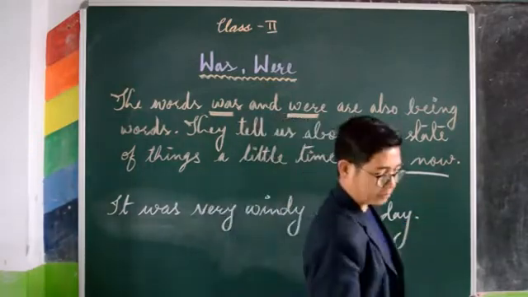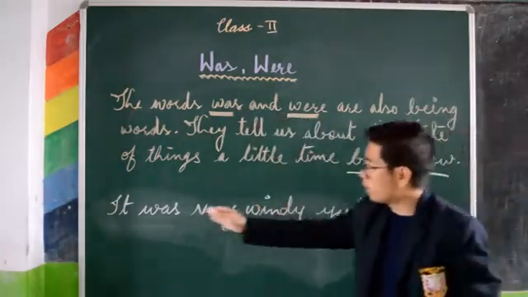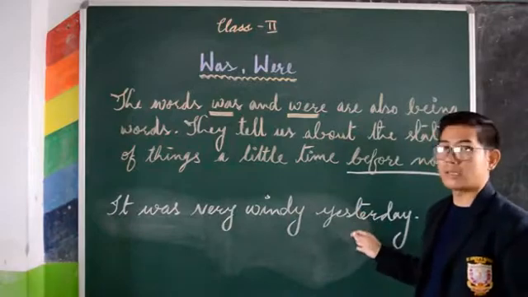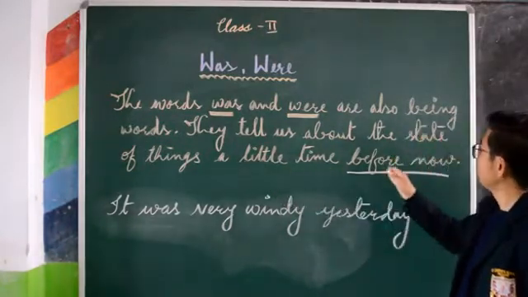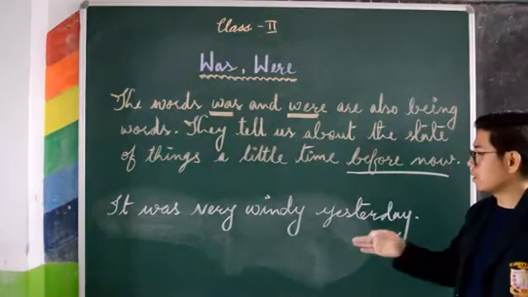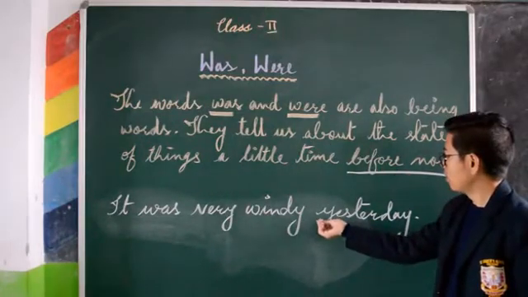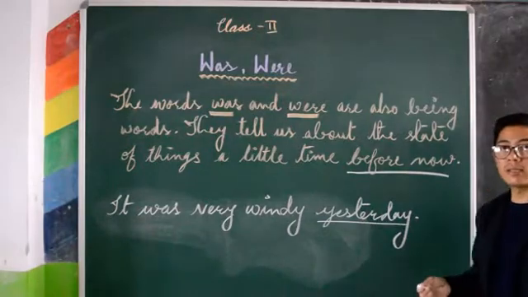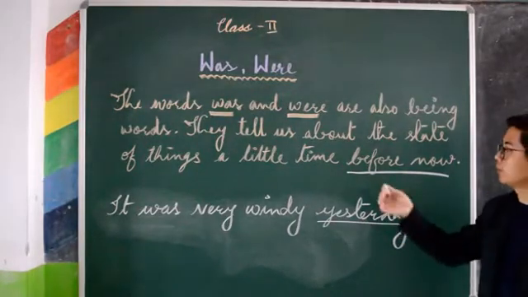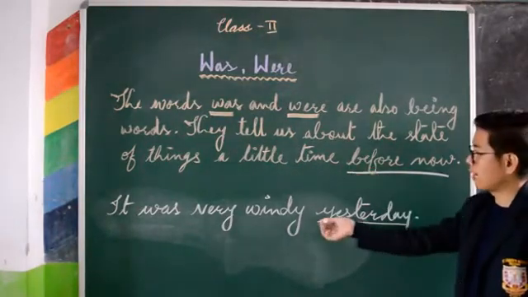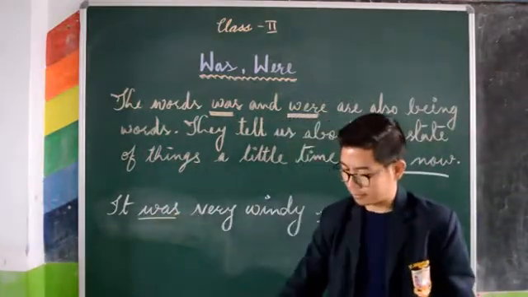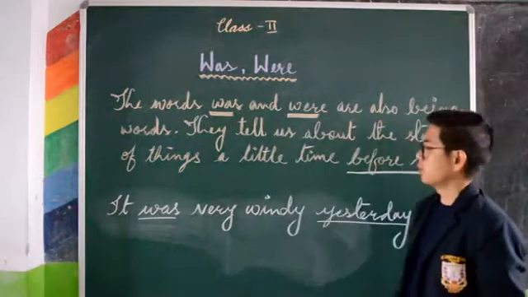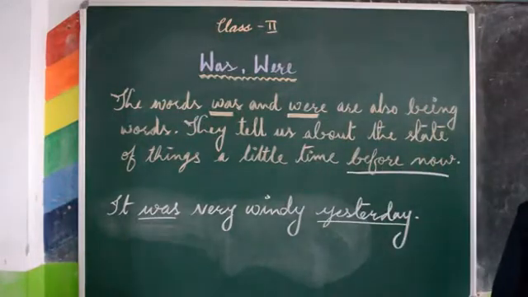Now see. It was very windy yesterday. That means things a little time before now. We're talking about yesterday, which already happened. See, before. It happened before now. Now the uses of was here. It was very windy yesterday.